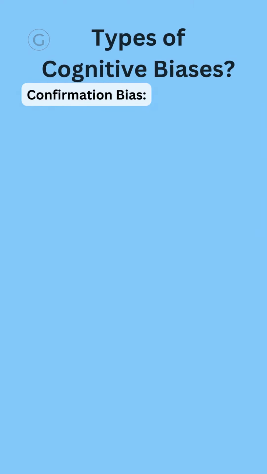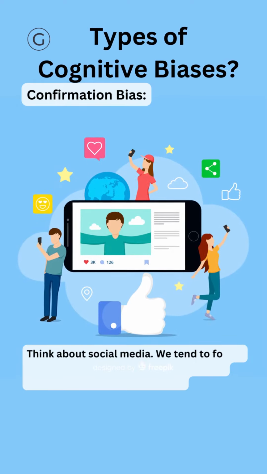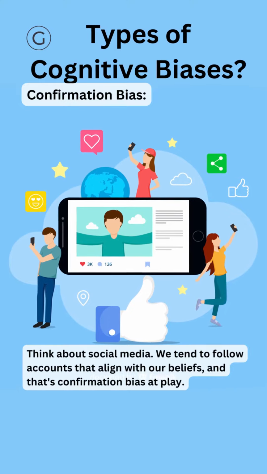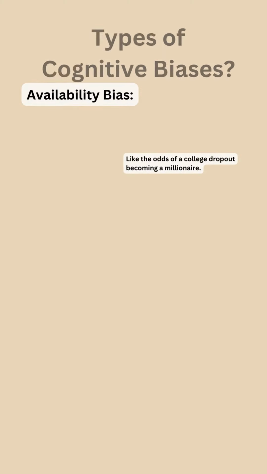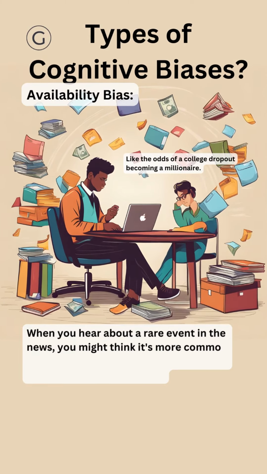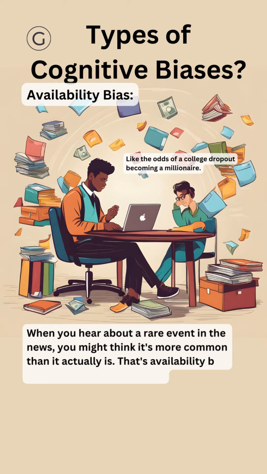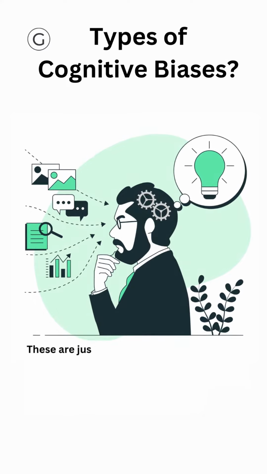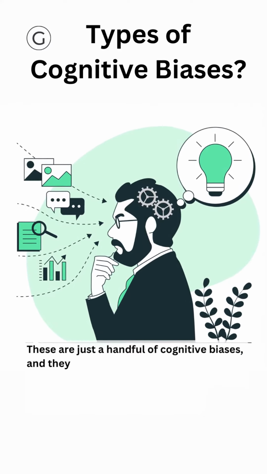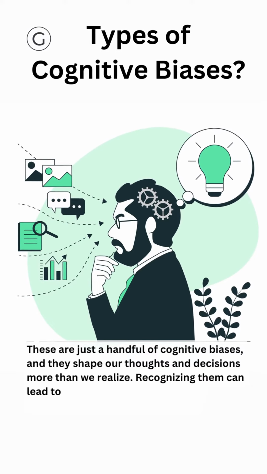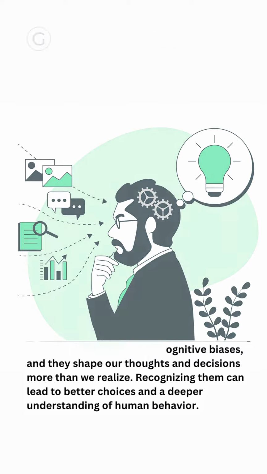Now, confirmation bias. Think about social media. We tend to follow accounts that align with our beliefs, and that's confirmation bias at play. And availability bias. When you hear about a rare event in the news, you might think it's more common than it actually is. That's availability bias making you overestimate it. These are just a handful of cognitive biases, and they shape our thoughts and decisions more than we realize. Recognizing them can lead to better choices and a deeper understanding of human behavior.